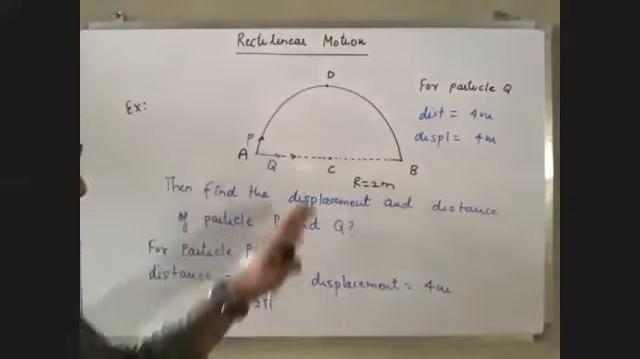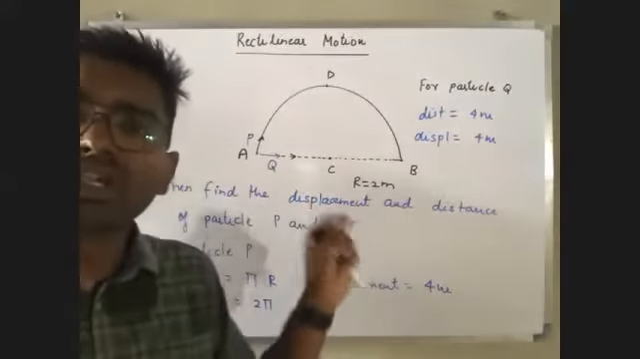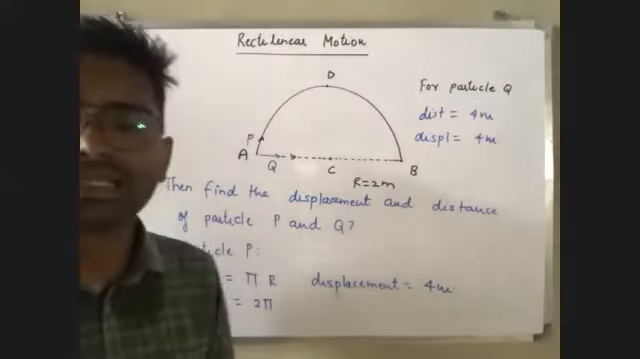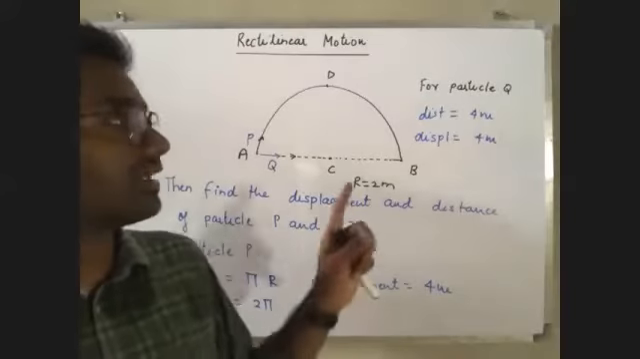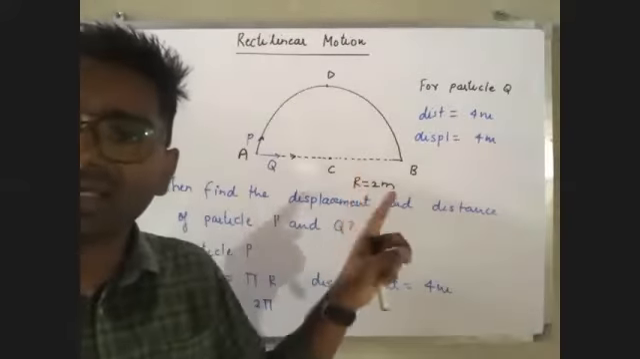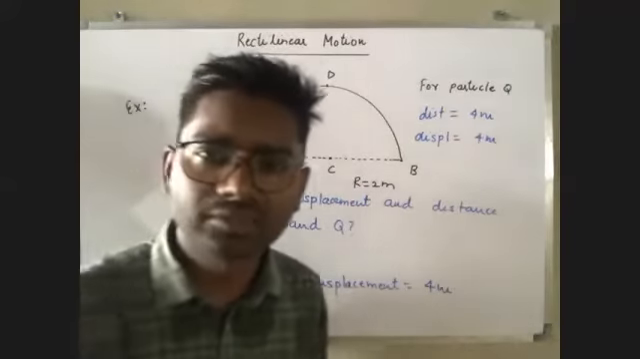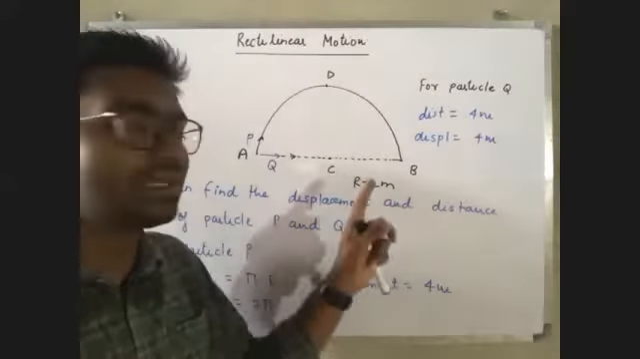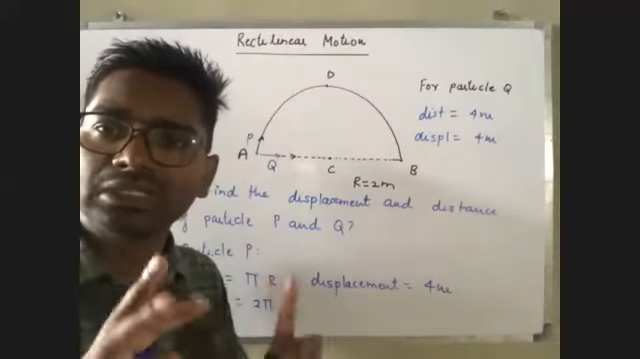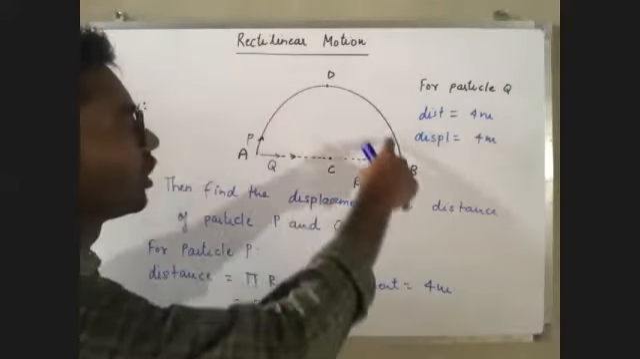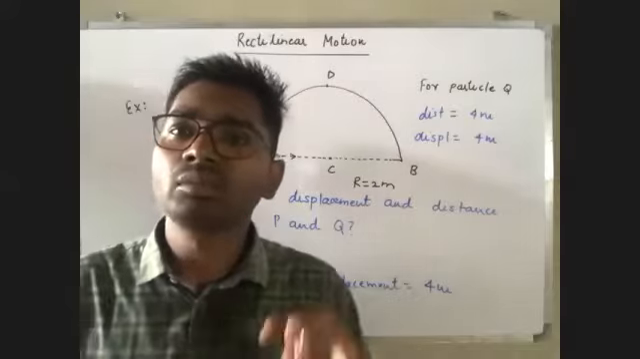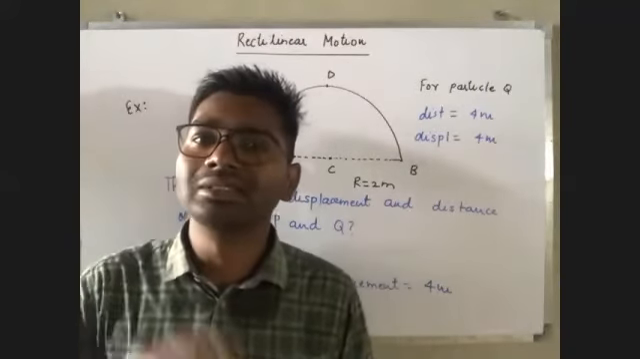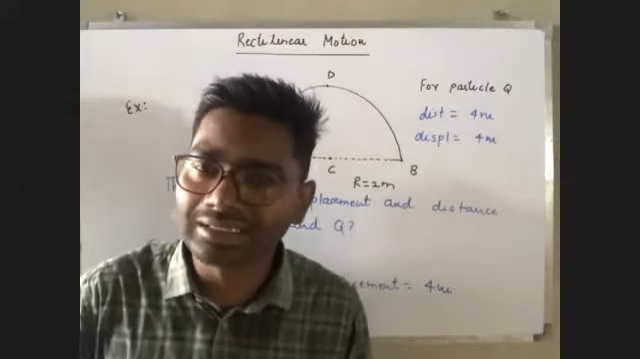So by looking at this, can I say that distance traveled will always be greater than or equal to displacement? Because if it is moving along a straight line, then displacement and distance will be equal. But if it is moving along a curved path, definitely it is going to travel more distance. It is not possible that displacement is going to be more than distance.